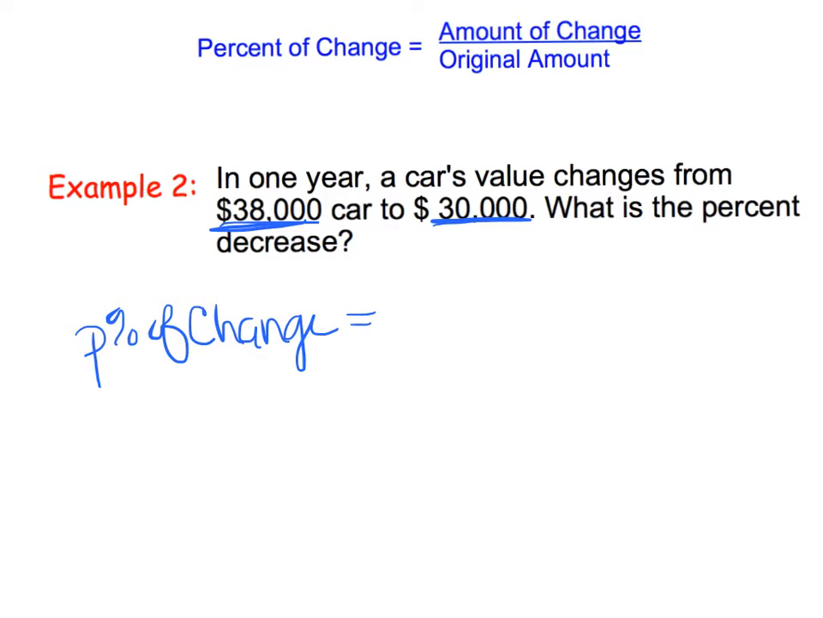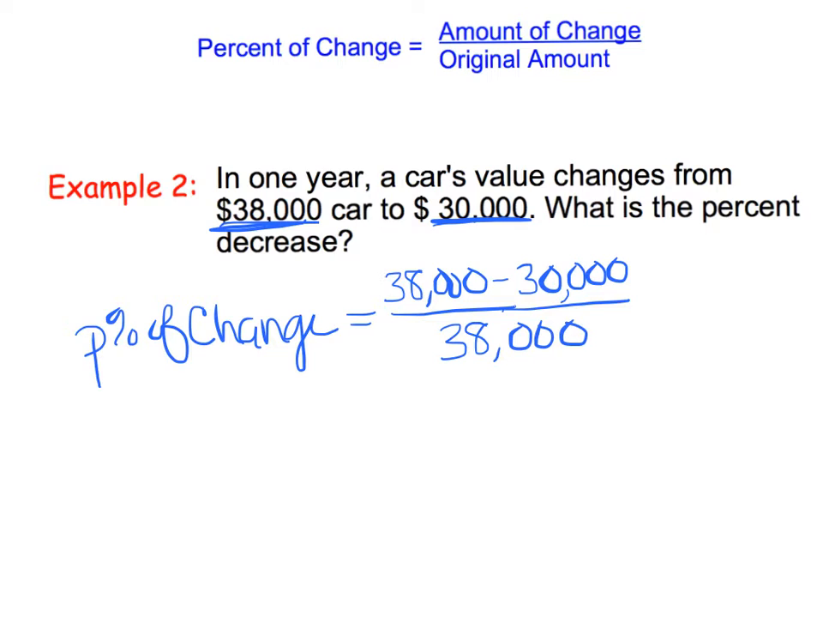It won't matter. Remember, the formula is to take the difference of the two numbers and divide that by the original amount. Our original amount was $38,000. So we're going to take $8,000 and divide that by $38,000. And I get the decimal 0.21, and you can round to another 1 if you wanted.